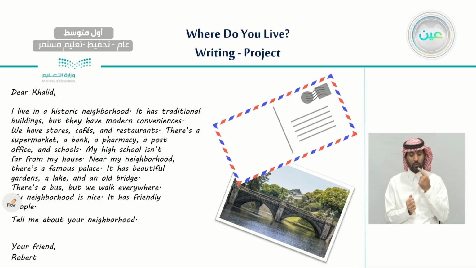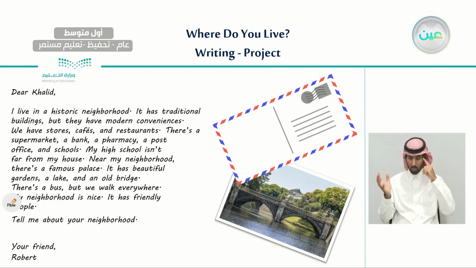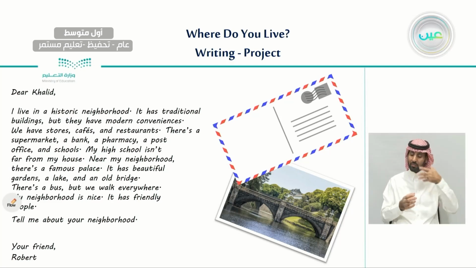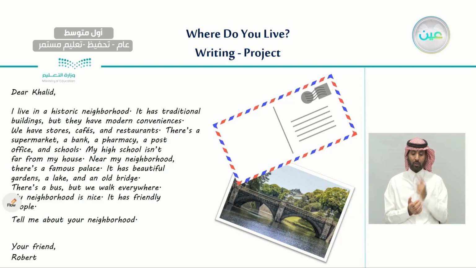He said there is also a famous palace. It has a beautiful garden, a lake, and also an old bridge. And also he said there is a bus. We have a bus in our neighborhood, but we don't use the bus. We walk everywhere. And about the people in his neighborhood, he said that we have a friendly neighborhood. So this is the gist of Robert's letter.